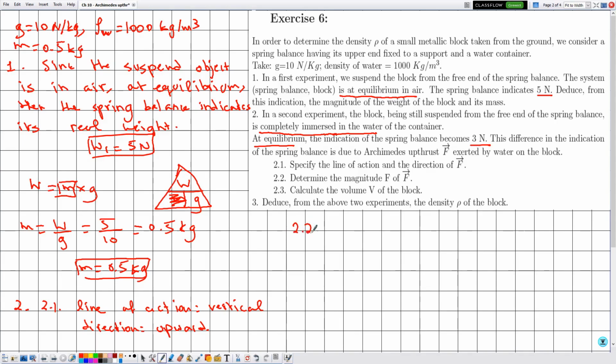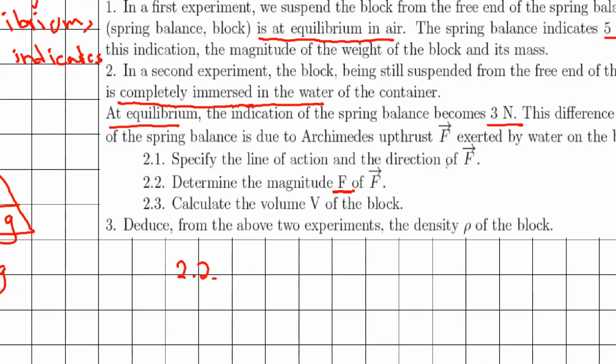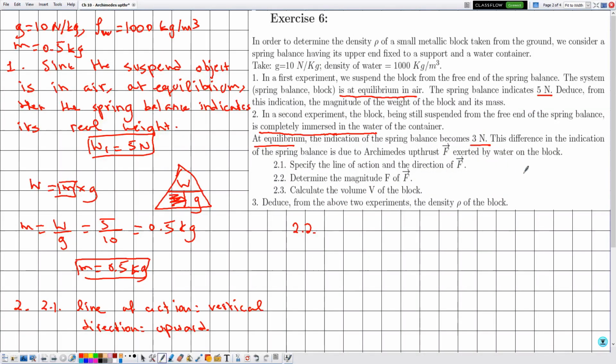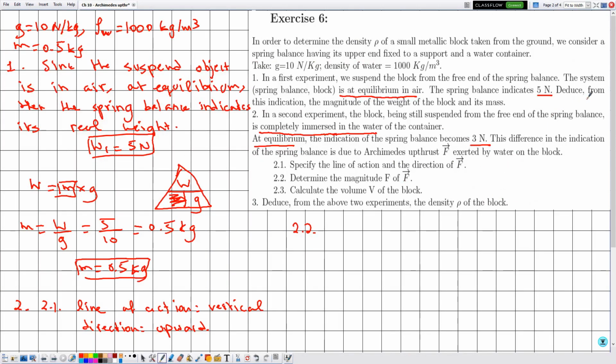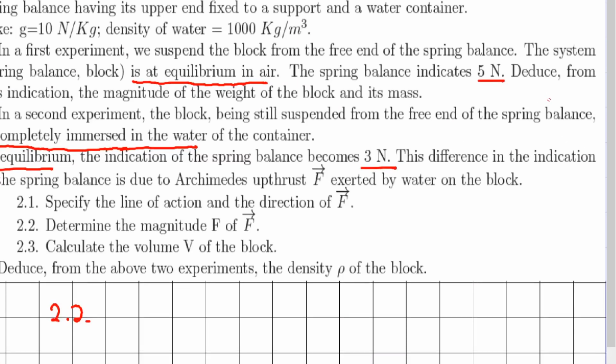Now in 2.2 we need to determine the magnitude F of the upthrust, and we can determine it using its definition. F is equal to the difference between the real weight and the apparent weight. We already know the value of the real weight, which is given by 5 newtons. It's left to determine the apparent weight, and this can be determined using the given data.